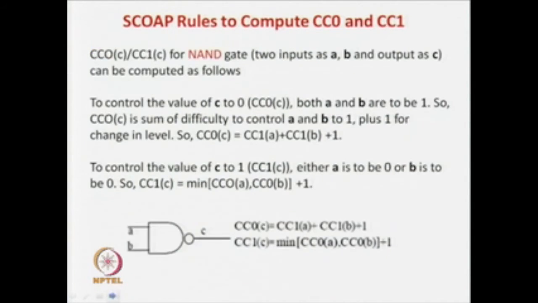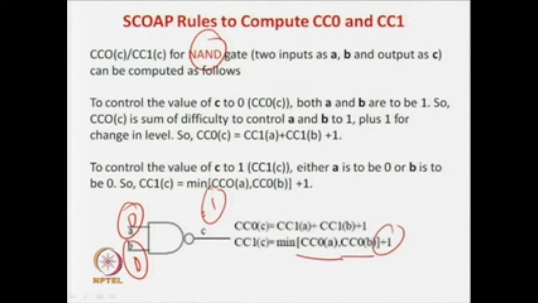Now, we will see the NAND gate. How can we get a NAND gate to be 0? The NAND gate is 0 if we have a 1 and a 1 here. So, for the difficulty of making C as 0 for the NAND gate, it is CC1 of A, you have to make this one 1 as well as this one 1. So, both the controllability difficulties you have to add, plus 1 as there is a level shift. This is the value of CC0. Now, if you have to make C equal to 1, then if any of the inputs is 0, that directly makes the output 1. So, it is the minimum of the difficulties, plus you have to add a 1. This makes your rules for the NAND gate, so you have to remember these rules.